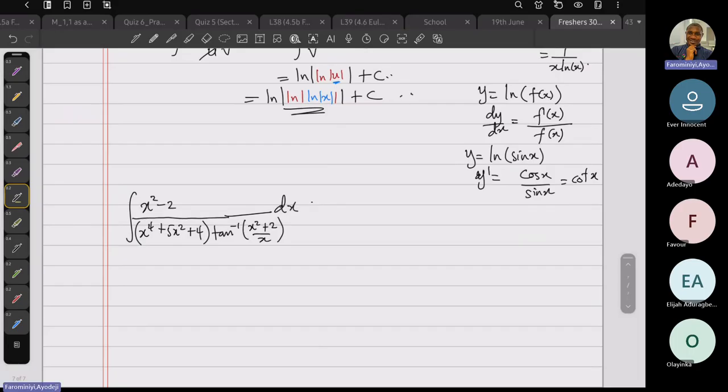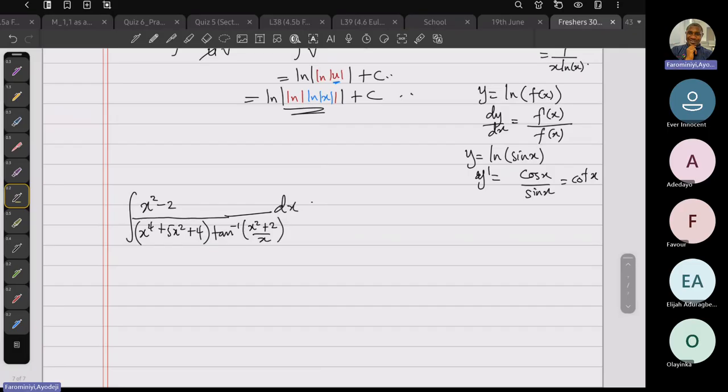definitely we know it's going to be a u substitution. That is something that is sure. But picking what the u will be is the tricky part. We cannot pick u to be x raised to power 4 plus 5x squared plus 4, because if you take the differentiation of that, you are going to get something that has a cube, and there is no cube anywhere here that would help us. We cannot take x squared plus 2 over x for almost the same reason. We cannot use x squared minus 2.